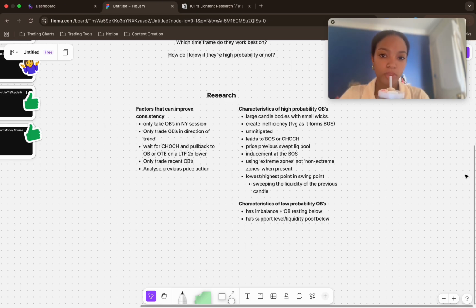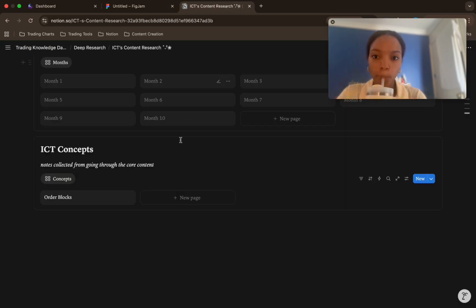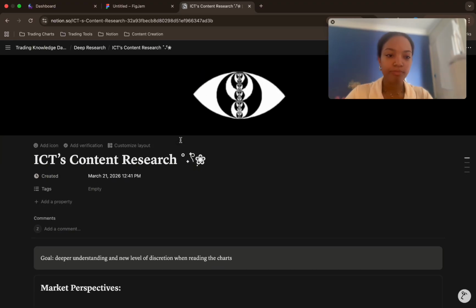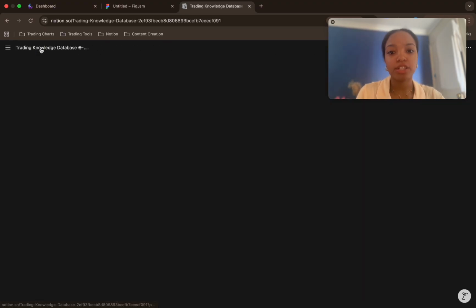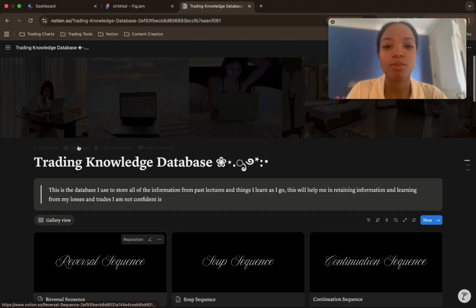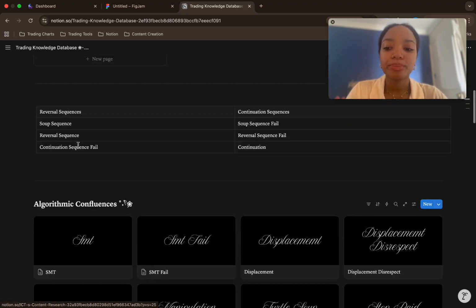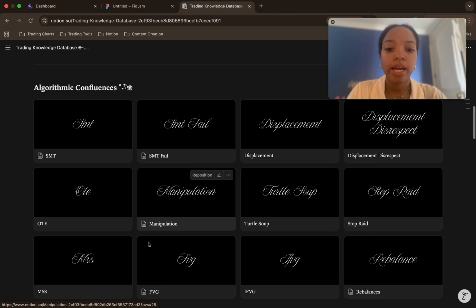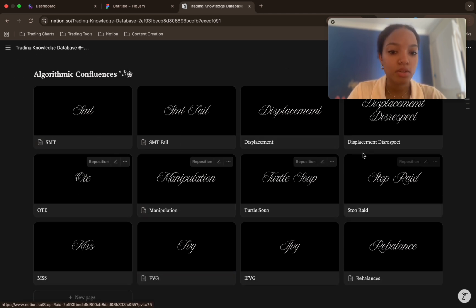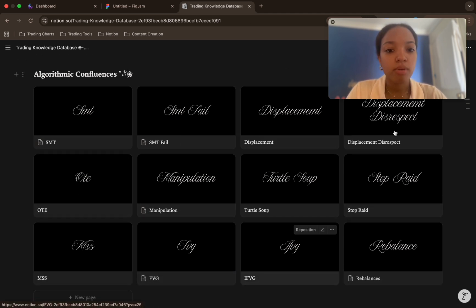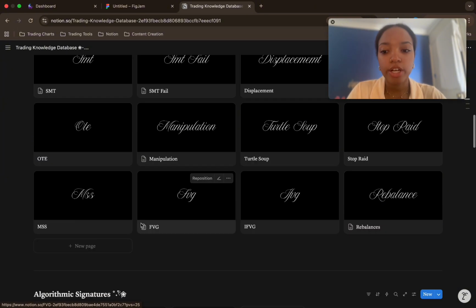You guys are familiar with my trading knowledge database. I was going to say dashboard. No, my trading knowledge database, which has all the information that I'm learning. So all the information that I'm learning now is not going to be going into here. As you can see, there's not even one for order blocks here. These are just the primary confluences that I use for my trading strategy.